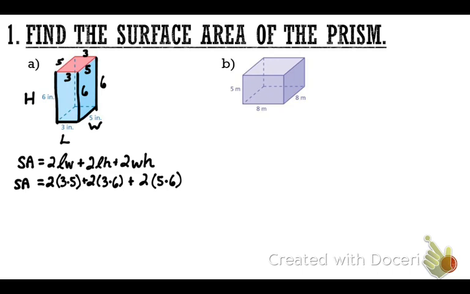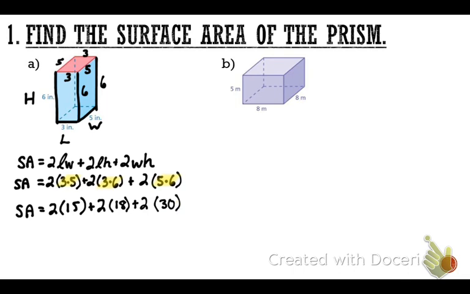Remember, according to PEMDAS, we want to do parentheses first. So let's go ahead and multiply. 3 times 5 is going to be 15, plus 2 times, we're going to do this parentheses work right here, just like we just did the one right there, and we'll do that parentheses work first too. So 3 times 6 is 18, plus 2 times, and you can see the highlighted part, 5 times 6 is 30.